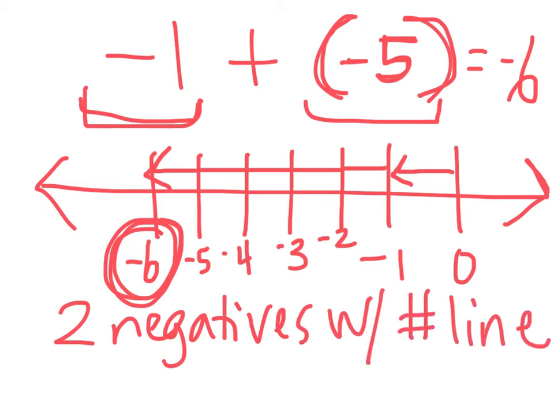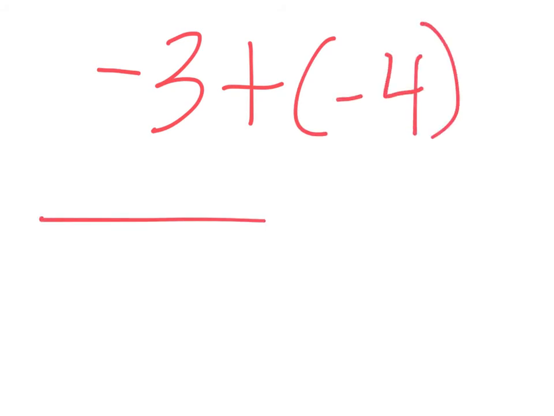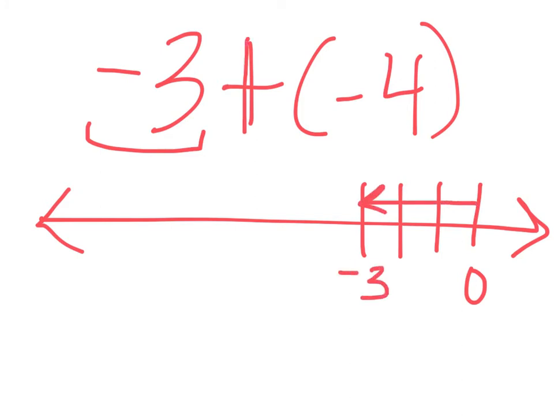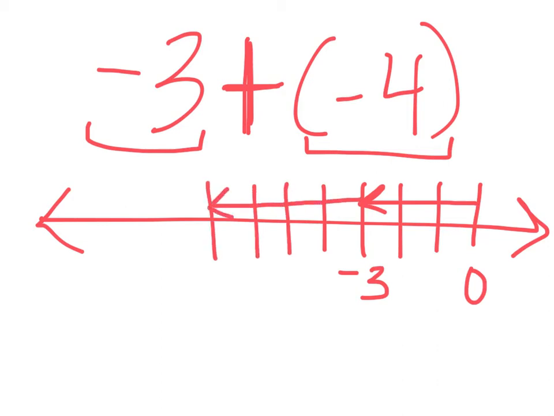Let's try another one. Let's do -3 plus -4. We draw our number line. Start with 0. Go backwards 3 spaces. 1, 2, 3. That puts us at -3. And we need to add -4. So we're going to move to the left 4 spaces. 1, 2, 3, 4. And that puts us at -4, -5, -6, -7 for our final answer.